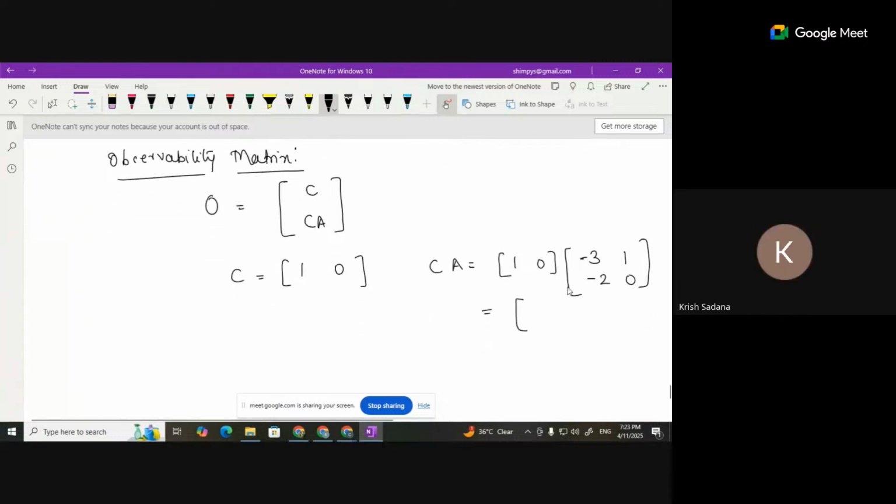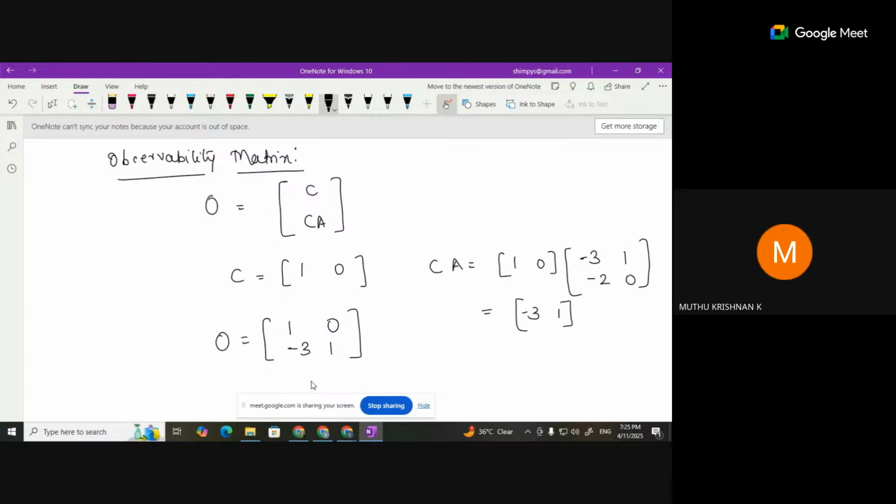-3, 1. So this is 1, 0, -3, 1. And what is the rank of this matrix again? 2. So the system is observable, right? Okay.